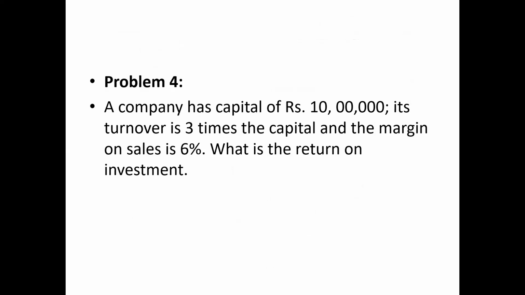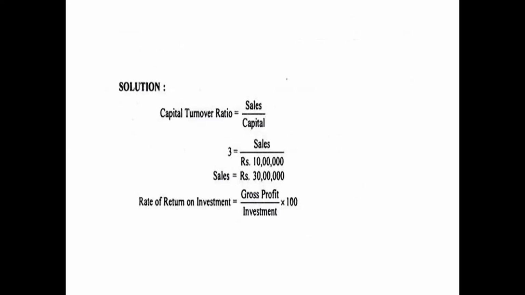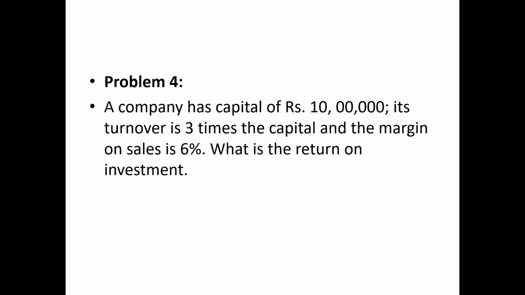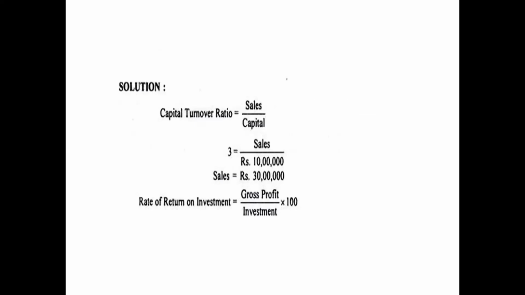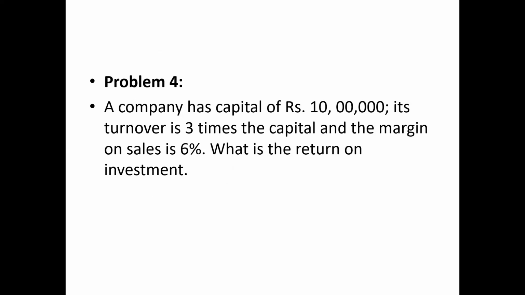So the information given to us: capital is given, its turnover is 3 times the capital, and the margin on sales is 6%. First find out the formula of rate of return on investment, since we are supposed to calculate return on investment. The formula is gross profit divided by investment into 100. So first we need to find out sales. With the help of the capital turnover ratio given as 3, we'll calculate sales. We'll go vice versa.